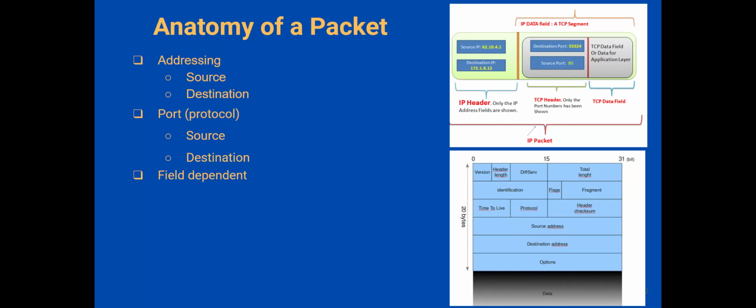Now, there are some what I call field dependent. And you can just look at them. You'll see things like, is it fragmented? Are there flags? Is there a checksum? Very important. These checksums are critical. They ensure the integrity of the transmission. Things like time to live.